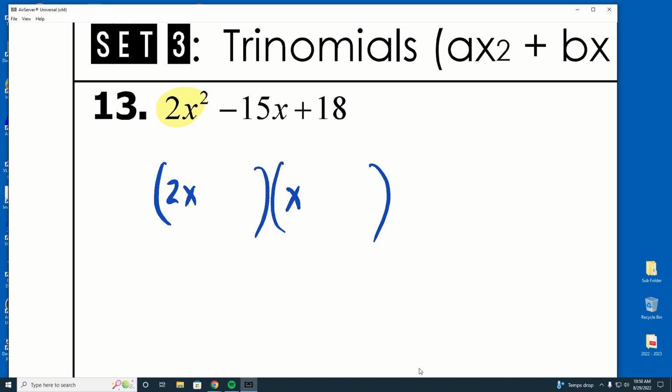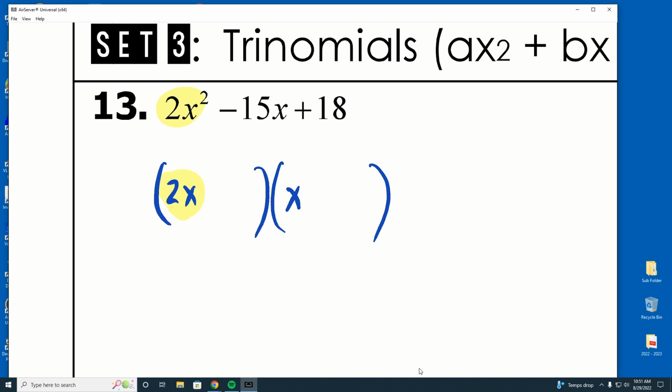Think about it. What are your multiples of 18? You've got 1 times 18, which combines to get 19. You've got 2 times 9, which combines to get 11. You've got 3 times 6, which combines to get 9. You don't have 2 numbers that will multiply to get 18 and combine to get that 15. And the reason is because these are not both just x. One of them is a 2x. So it changes the way you have to factor it. Do you understand that it changes it? Not yet what the factors are, but do you understand how it changes it?